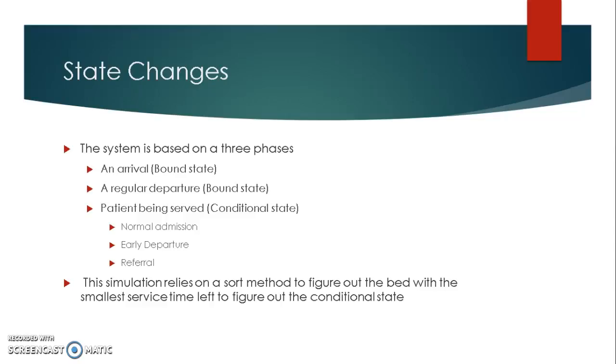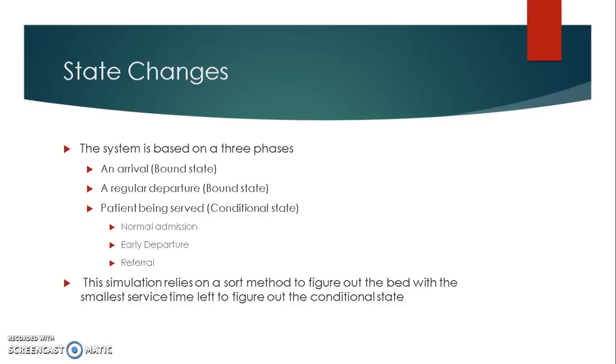So a patient is being served. Either they can have a normal admission, that means a bed is free. They can have an early departure, which means that one of the people who was in a bed needed to be discharged because they were under that tolerance limit. Or a referral. Referral means that all the beds are full, all the people are still being served over the threshold, so that person needs to be referred to another hospital.